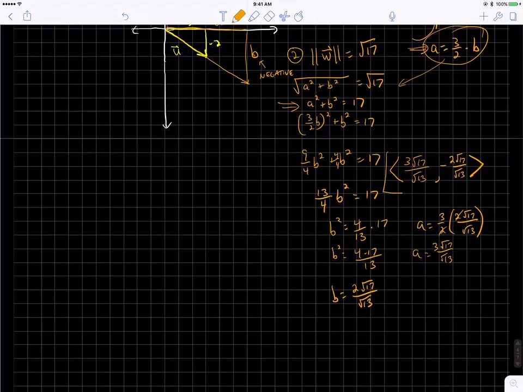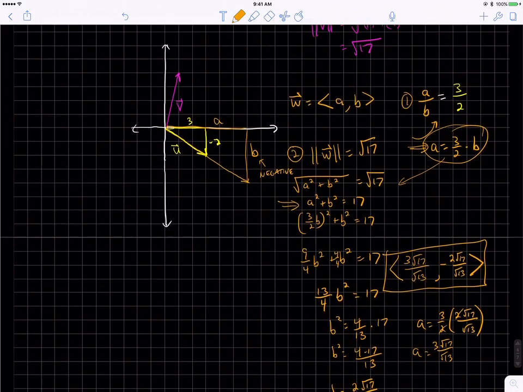If I were you and this were a quiz, I would use that vector now and make sure that it meets both criteria. I would make sure the magnitude is root 17, and I would make sure that it's going in the proper direction.